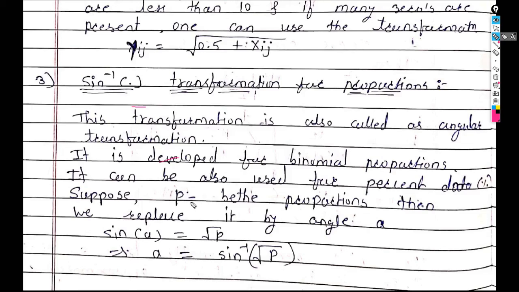Suppose small p is the proportion, then we replace it by an angle A. Since A is an angle, we take sine of A equals square root of this proportion. So this angle can be defined as sine inverse of square root of p. In this way, in case of proportions, or when our data follows a binomial distribution, we use this sine inverse transformation to make our data normal.